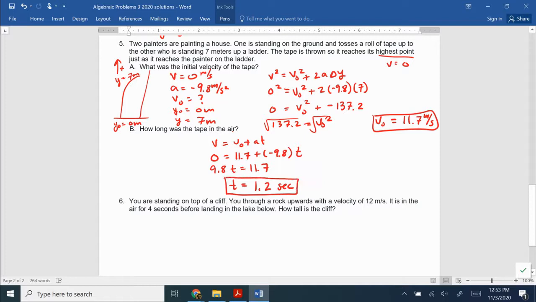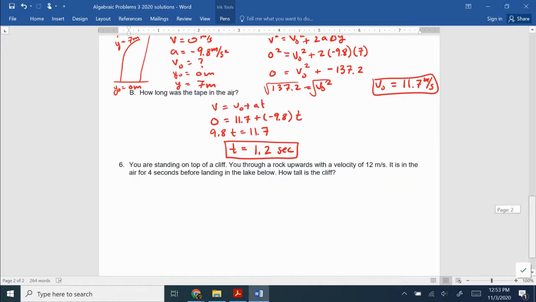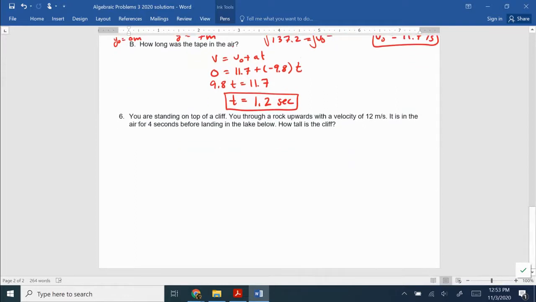It's a heck of a throw. Okay, one last one, if I can get it done here before my pen dies. You are standing on top of a cliff. You throw a rock upwards. Ooh, we haven't had one of those yet. Throws it upwards and it lands down below. It's in the air for 4 seconds. How tall is the cliff?